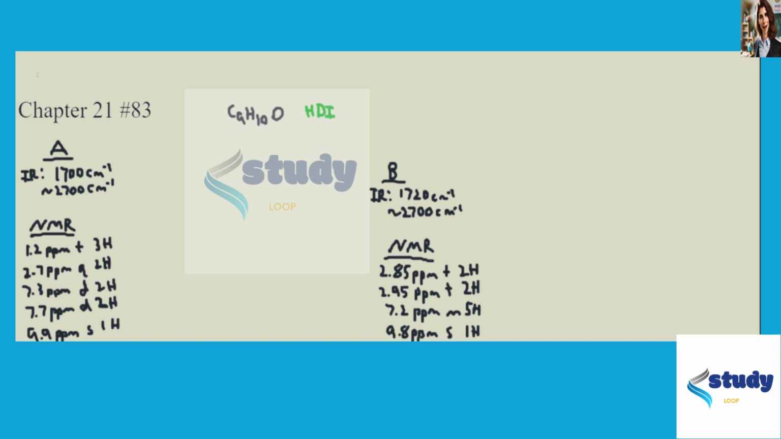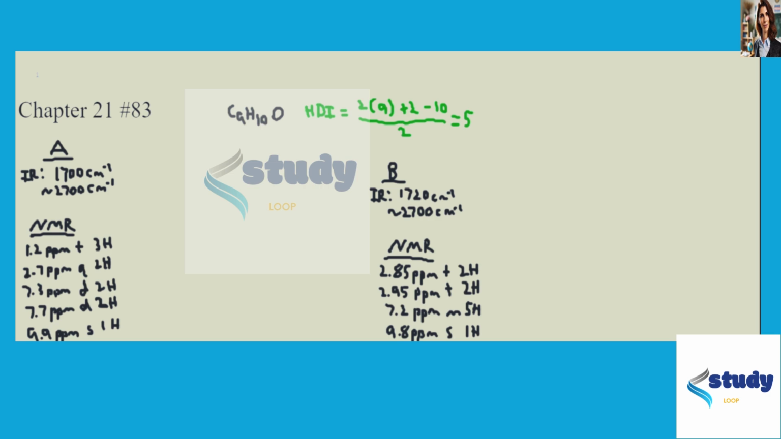And so that is going to be 2 times the number of carbons, which is 9, plus 2, minus the number of hydrogens, which is 10. All of that is going to be over 2. So we have 18 plus 2 is 20, minus 10 is 10, divided by 2 is 5. So our HDI, or degrees of unsaturation, is 5.